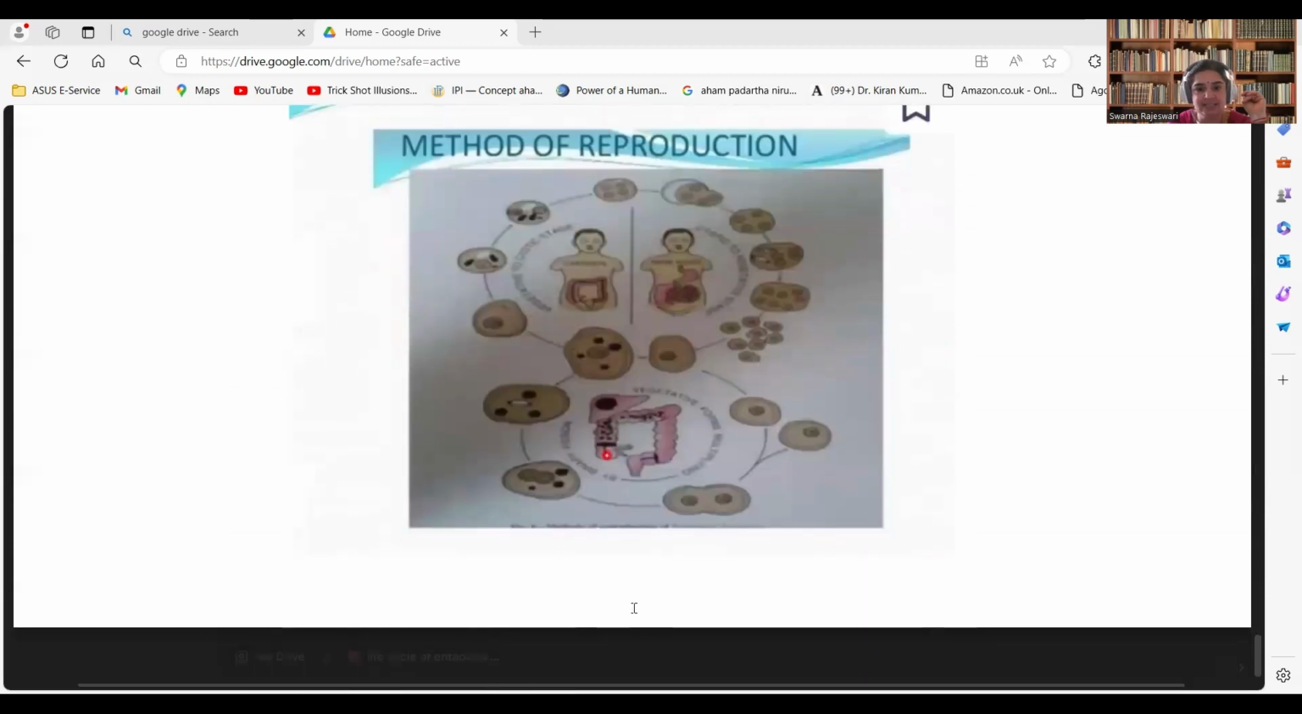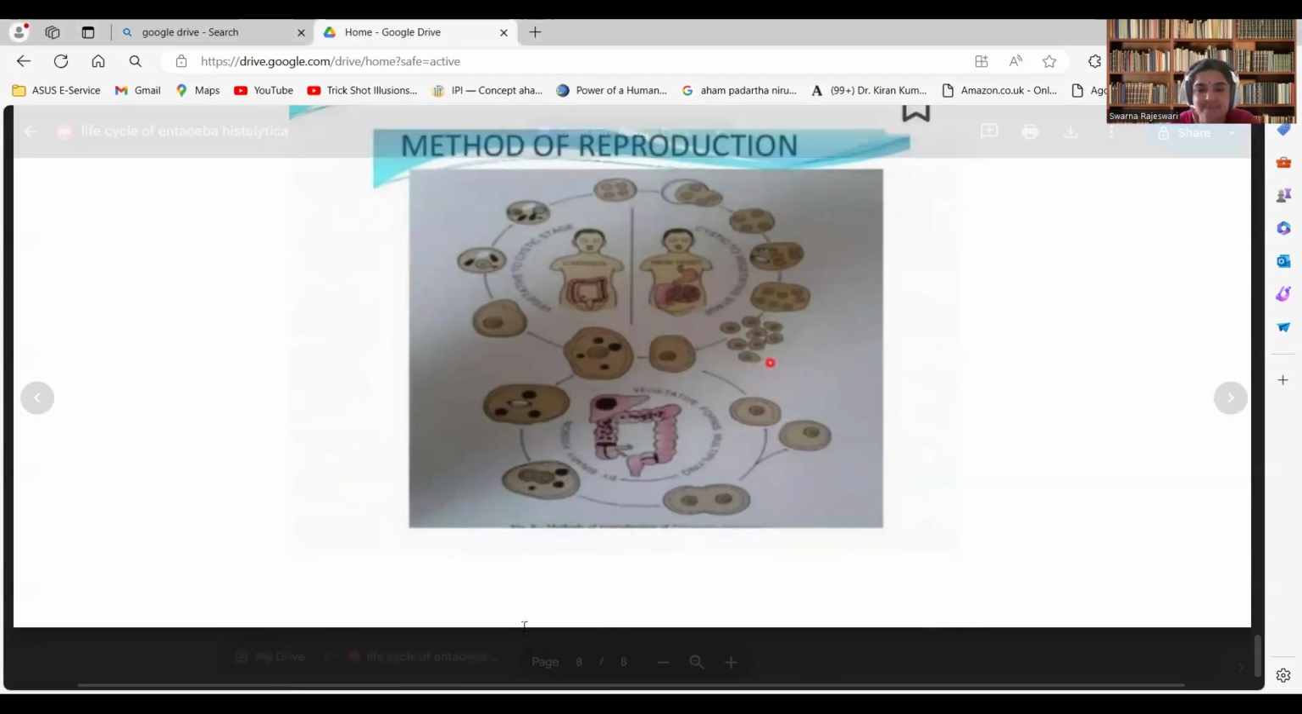So this tetranucleus cyst is the infective stage of the parasite. Cycle of the parasite, that is Entamoeba histolytica.